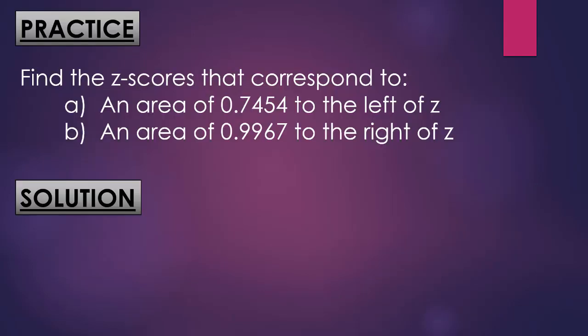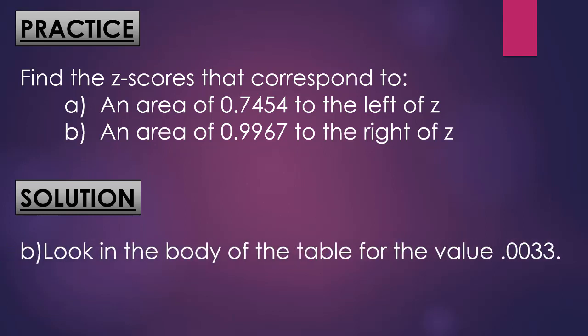Okay, so for the next one, when we're trying to find an area of 0.9967 to the right of z, what do we have to do? The areas in the standard normal distribution table are areas to the left. So if this is area to the right, remember that to compute the area to the left, you have to do 1 minus the area to the right. So 1 minus 0.9967 is 0.0033. So that's what we're going to look for in the body of the standard normal distribution table.